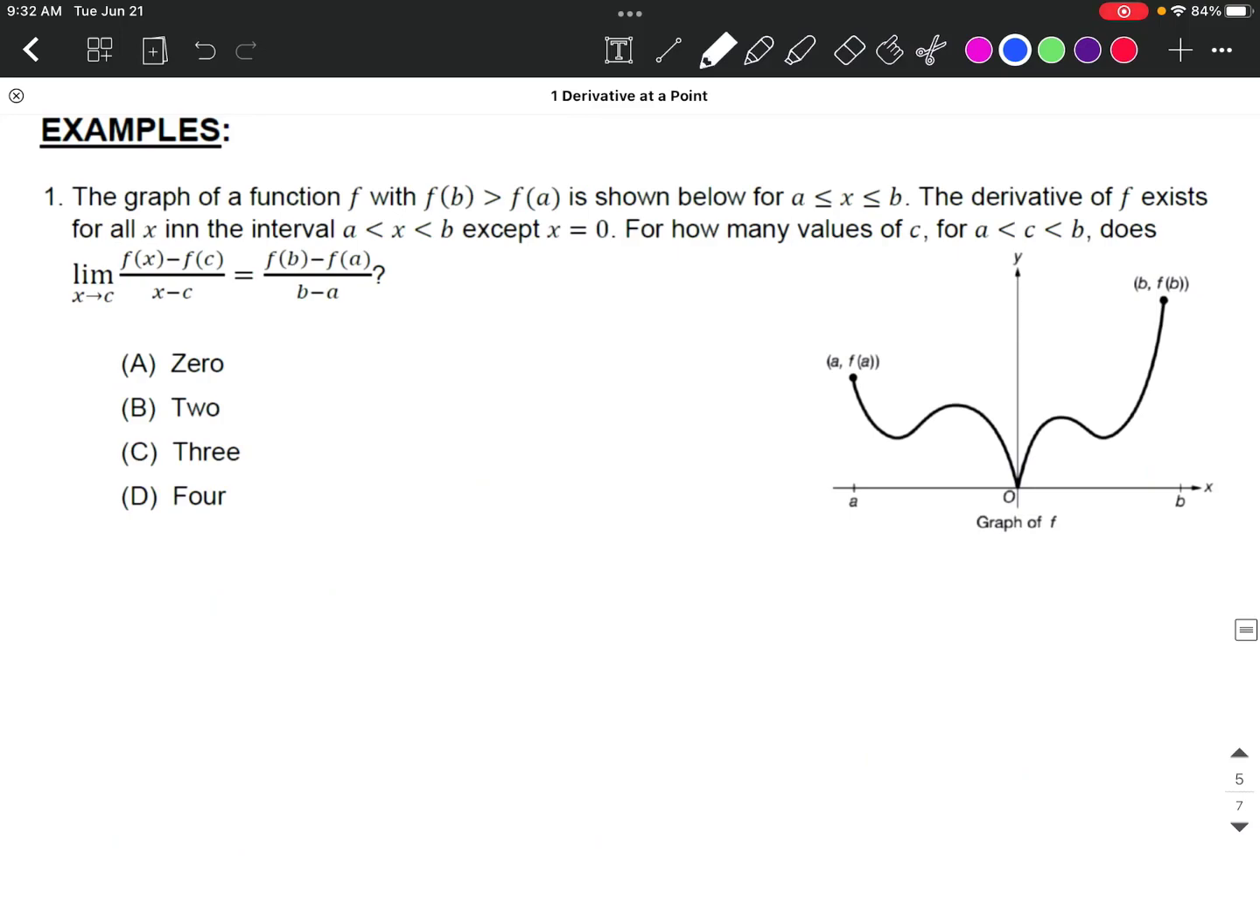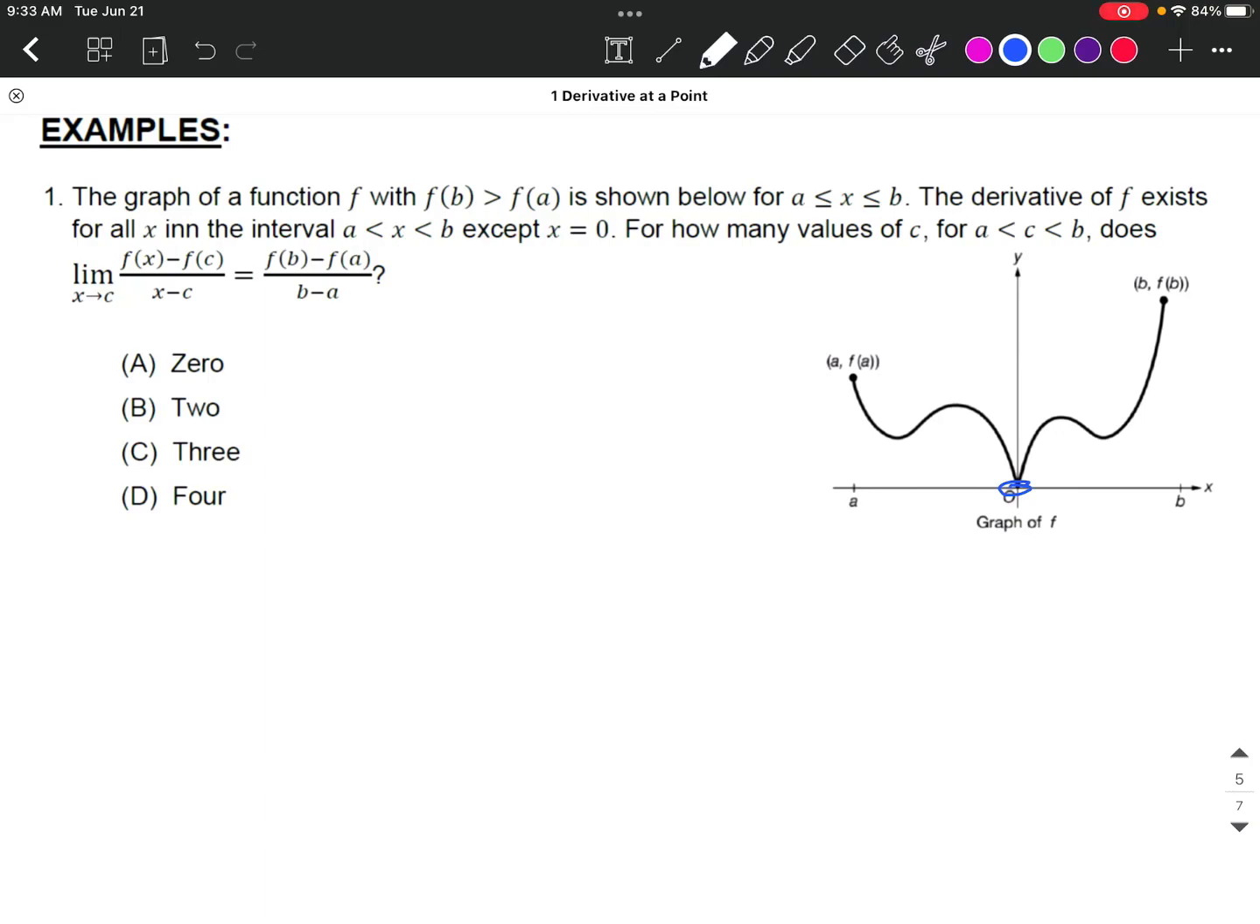So here we have the graph of a function f, where f of b is bigger than f of a, and we know that a is less than or equal to x is less than or equal to b. So it's all the x values between a and b we're looking at. The derivative of f exists for all x in the interval from a to b, except at x equals 0. Notice the sharp point here at 0, so there's no derivative there.